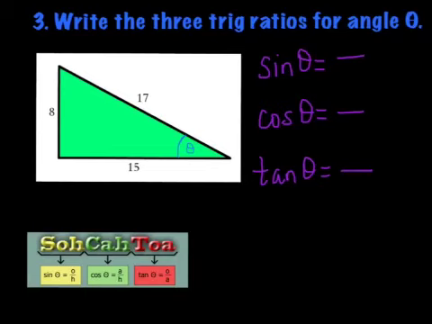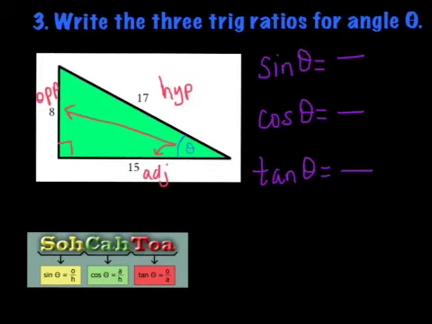So we need to label our sides. Here's our right angle. So 17 would be our hypotenuse. Okay, we have to go from our angle we're working with, go to the opposite side, and 8 would be our opposite. And then 15 would have to be our adjacent. That means next to. Our adjacent side.